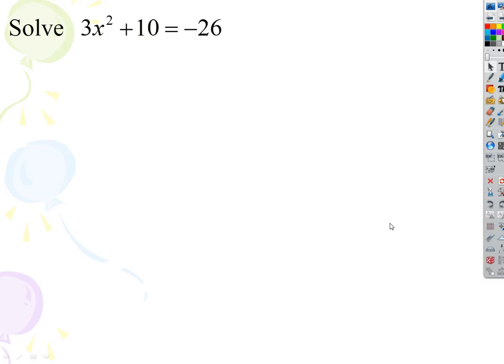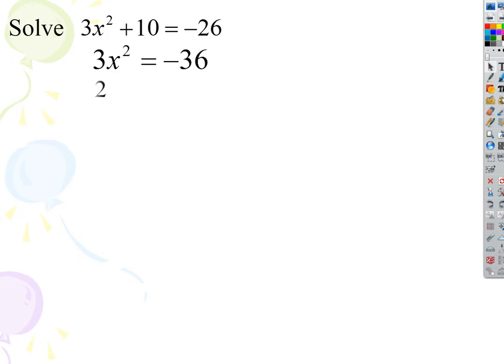Step number 2. Divide by 3. Good, because we're isolating x, aren't we? Okay. Now what? Square root. Excellent. Uh-oh. What's the problem? Make it a decimal. Okay, but I'm going to have a hard time making that a decimal because there's something weird going on here.